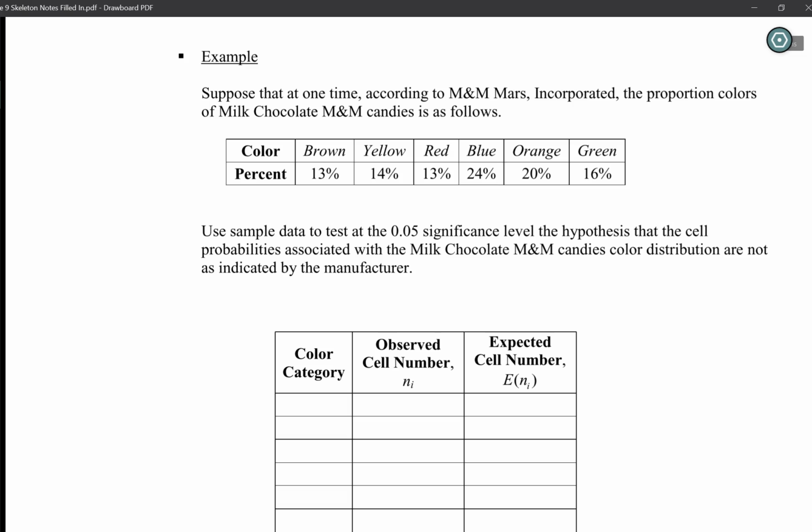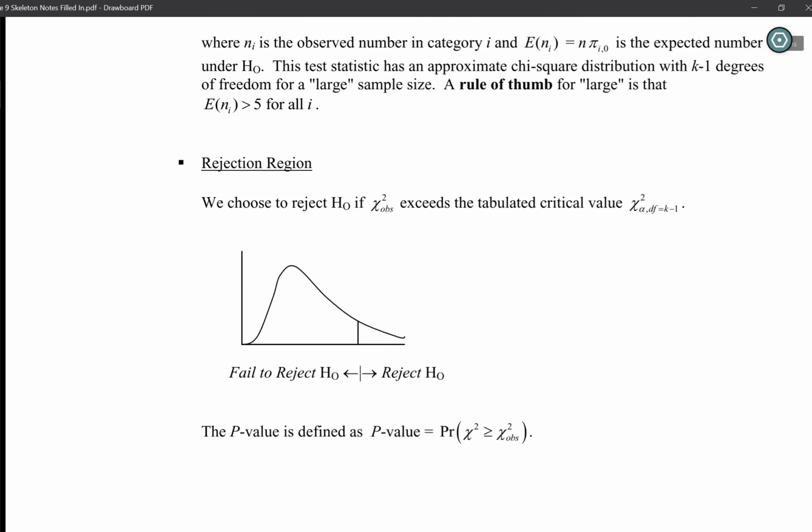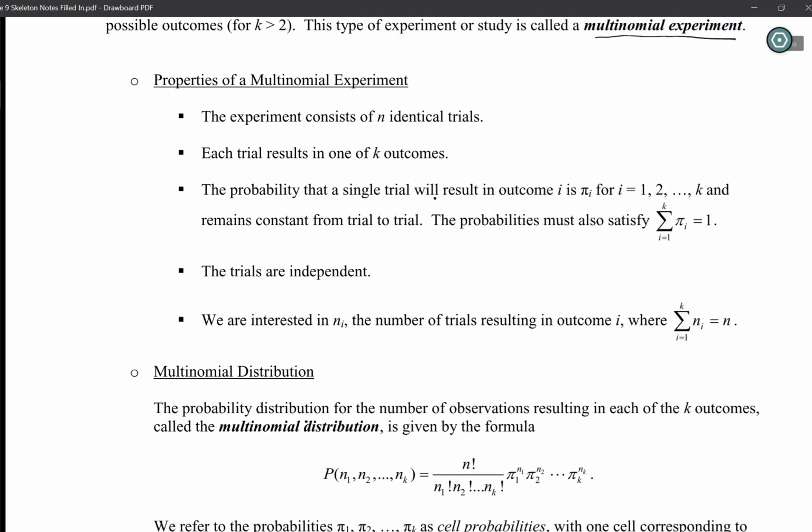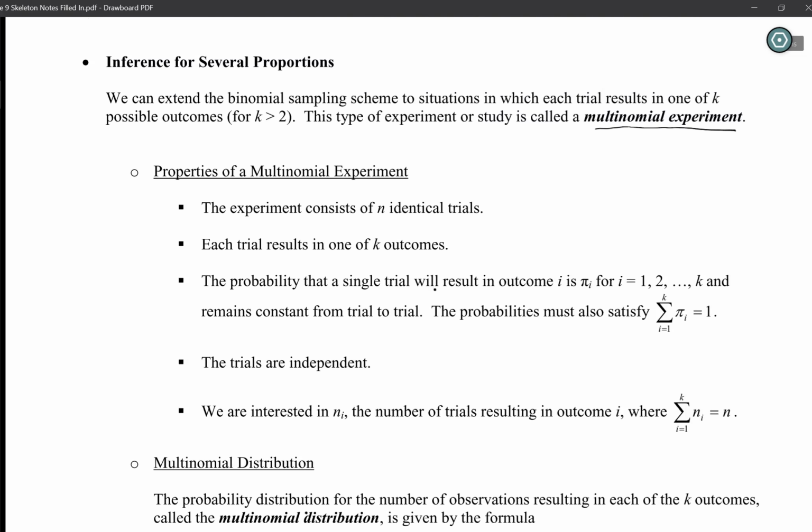All right, so I want us to motivate that, and then we can talk about underlying proportions for each of the outcomes. So I can talk about the proportion of brown M&Ms, the population proportion of yellow M&Ms, and red M&Ms, and so forth. So with a little motivation there, let's come back to the beginning here of the multinomial experiment.